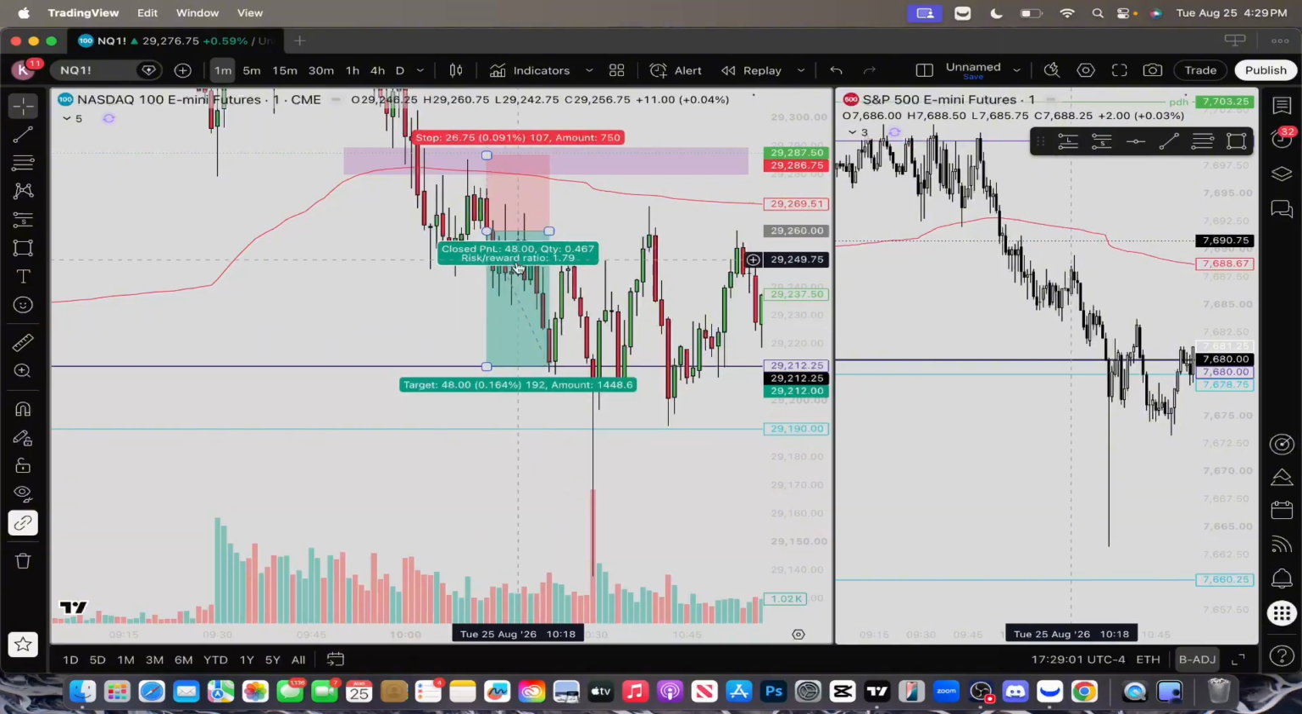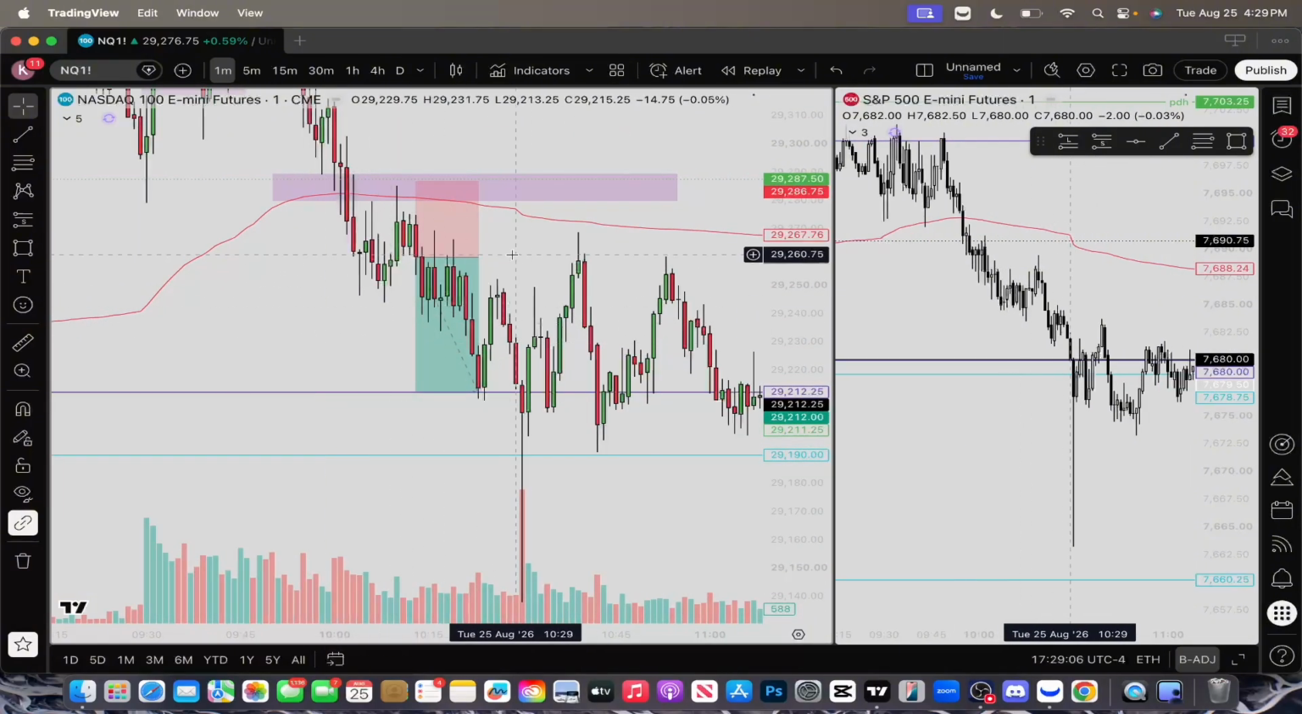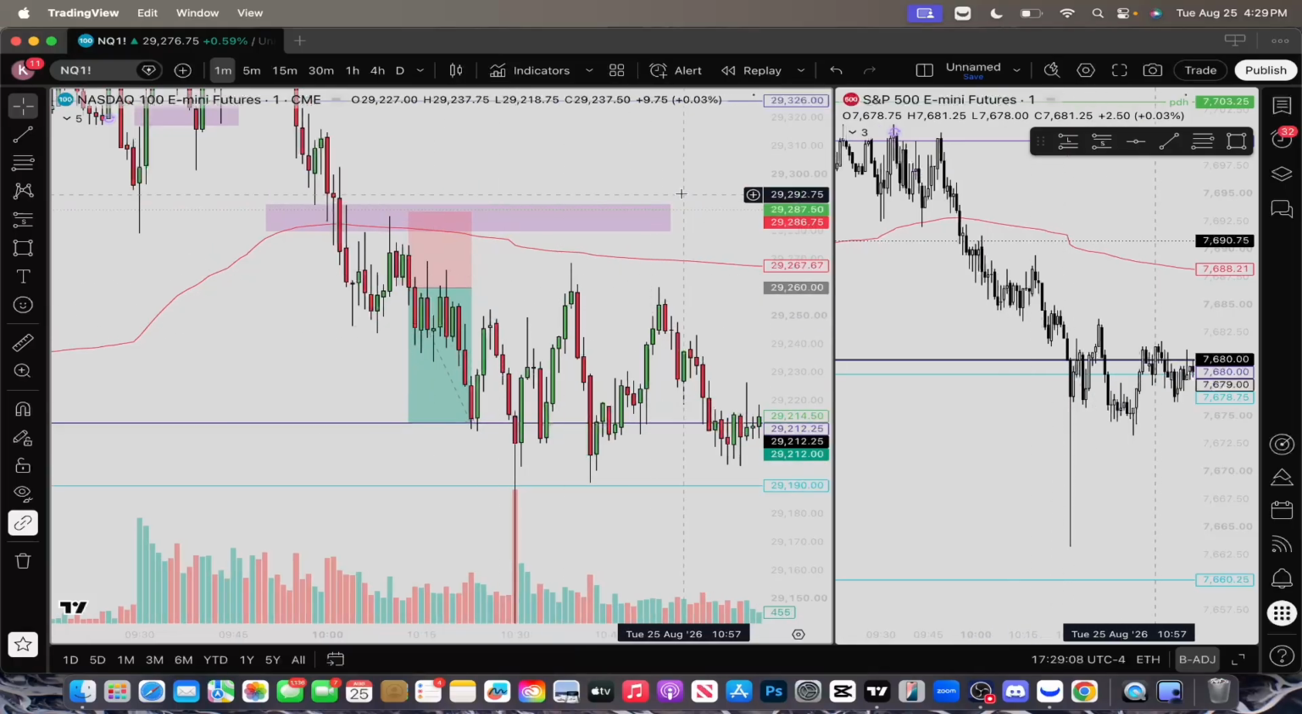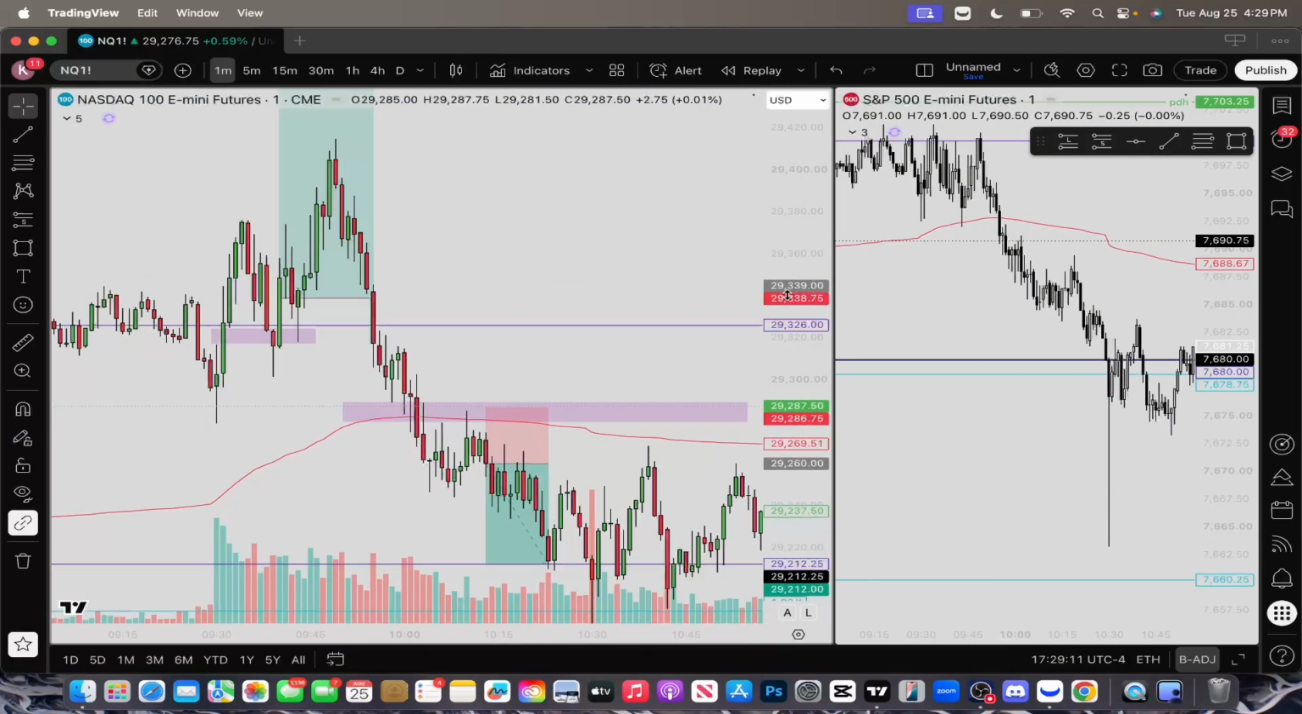45% straight to it. I mean, we chopped around for a little bit, but as you can see, we started to trend down after a while and hit full TP on this trade. First trade did not hit full TP, but yeah, man.